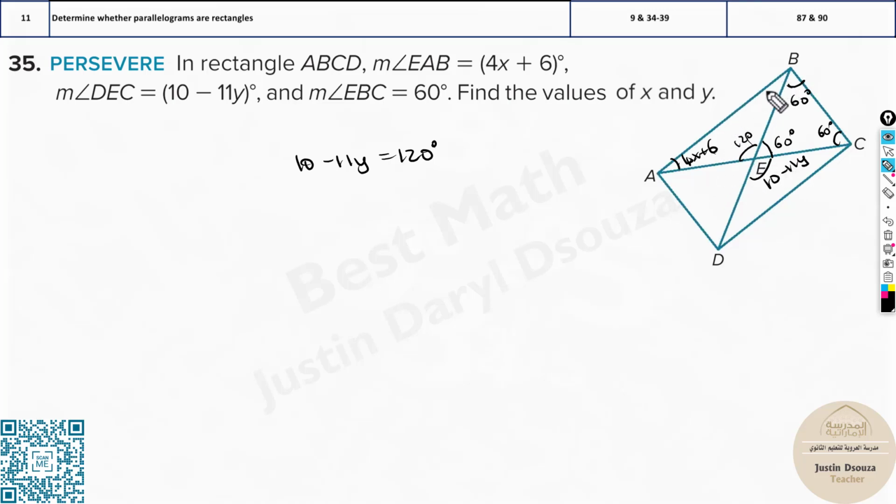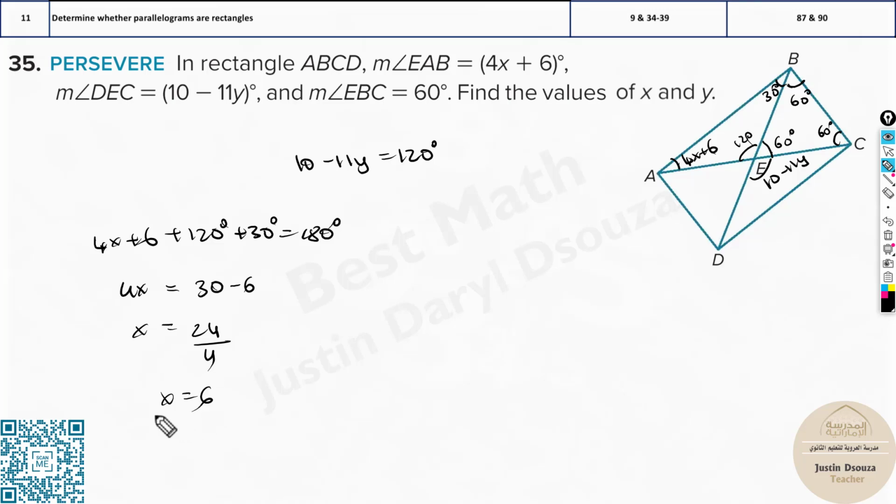Now if you know this is 120, what is this here? 90 minus 60, because each corner of a rectangle is 90. 60 is over here, then this is 30. So then we have 4x plus 6. That's this angle. Plus 120 degrees plus 30 degrees will be equal to 180 degrees. You can just put this in the calculator also and find the answer. It's going to be 4x is equal to 150 minus 6. So x is equal to 24 divided by 4. x is equal to 6 here.